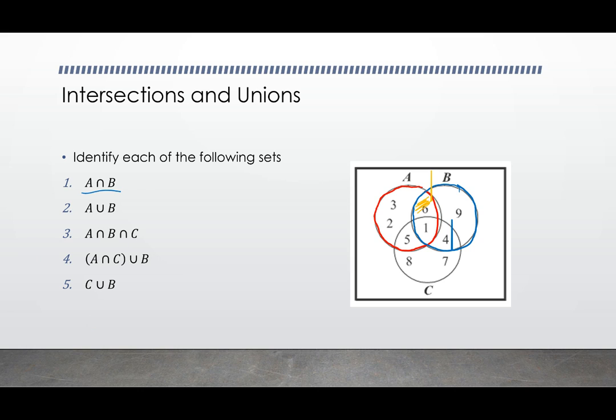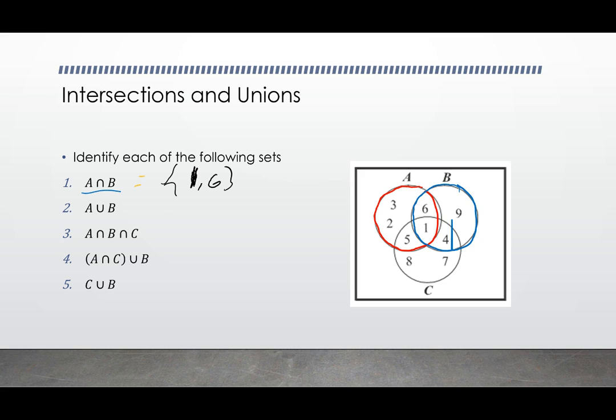The overlapped region is here in the middle, which is 6 and 1. 6 and 1 are both inside A and in B. So the answer to this set would be just the set 1, I'll put it in numerical order, 1 and 6. 1 and 6 are the values that A and B both have in common.